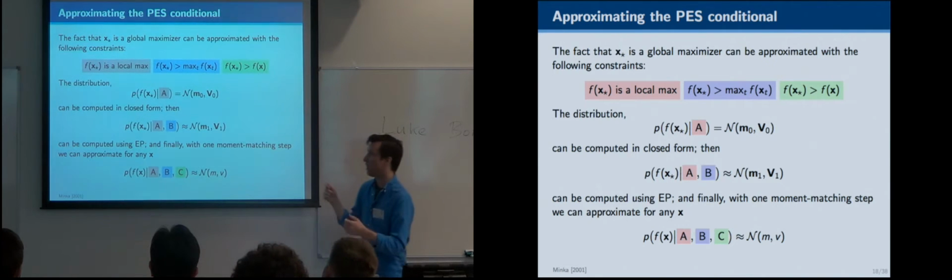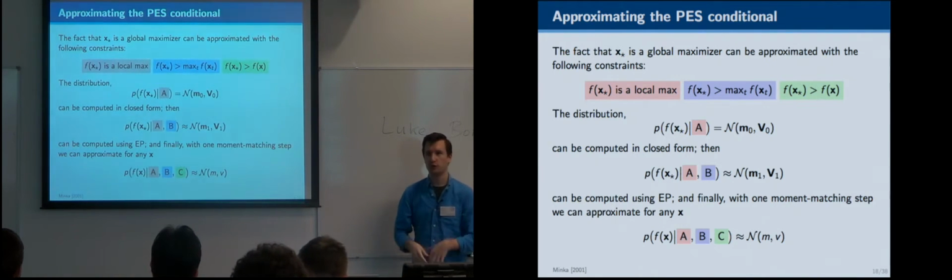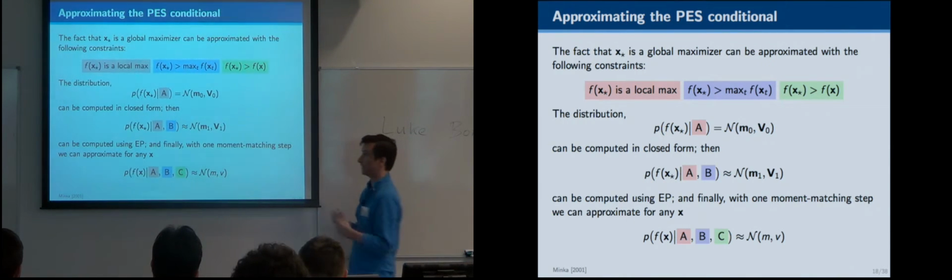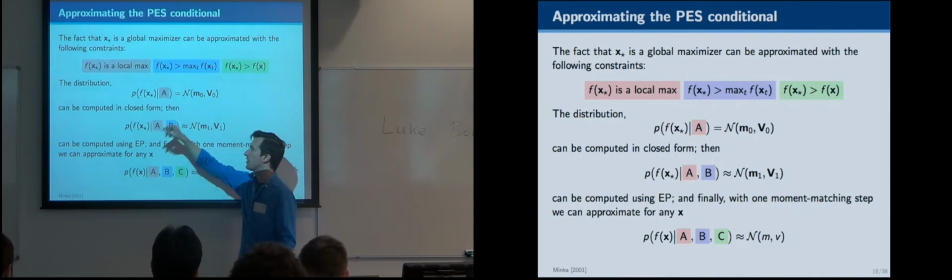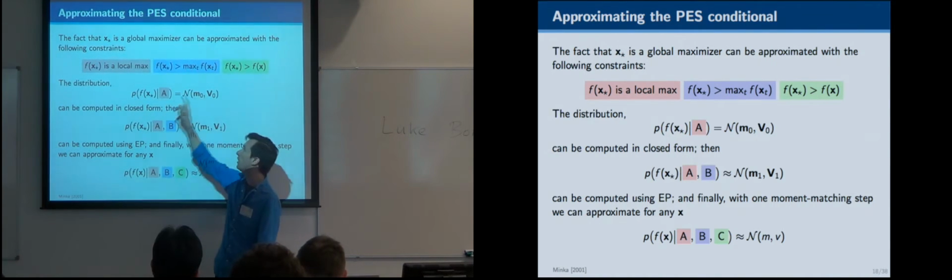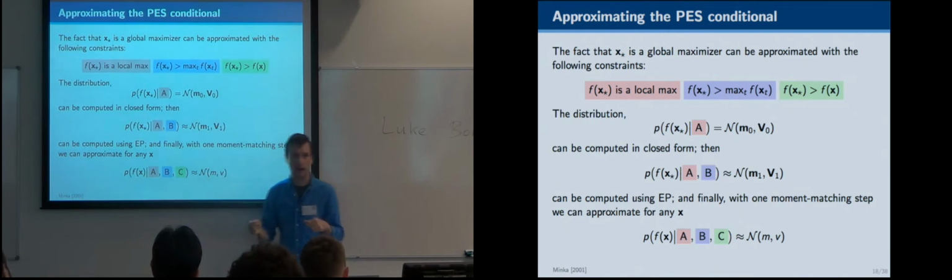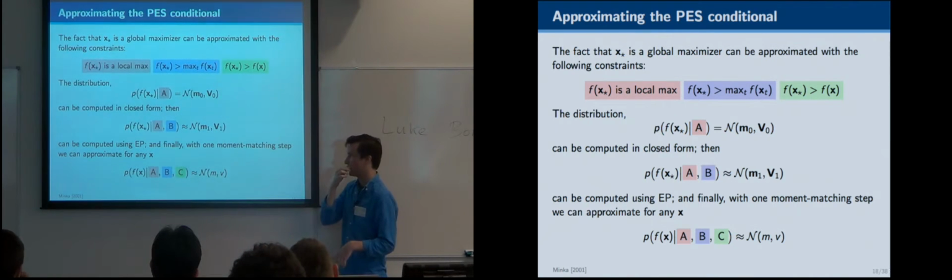But for the most part, those just correspond to gradient observations in a Gaussian process, which can be done in closed form. So for this distribution right here, I start with a Gaussian over f of x star and I end up with a Gaussian over f of x star, which is a closed form computation.